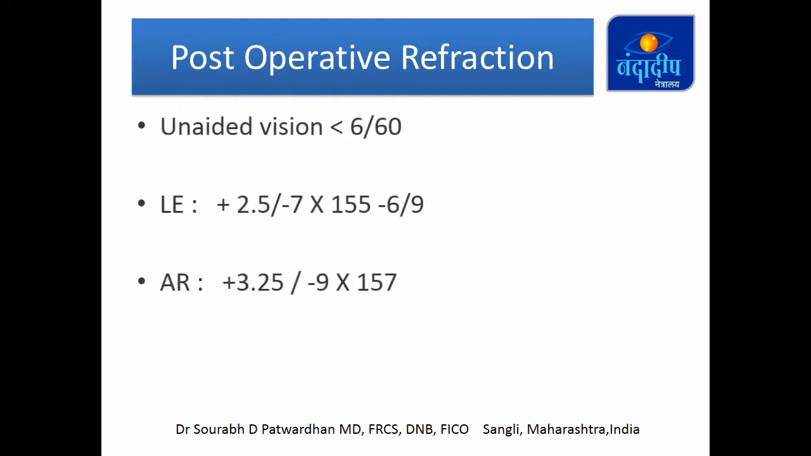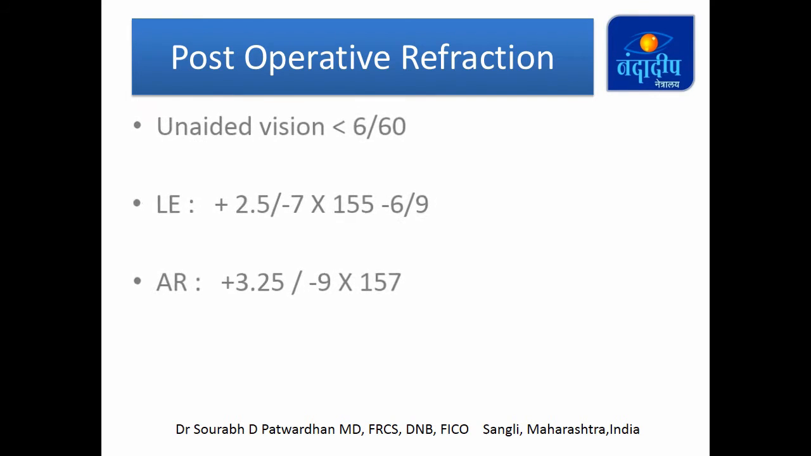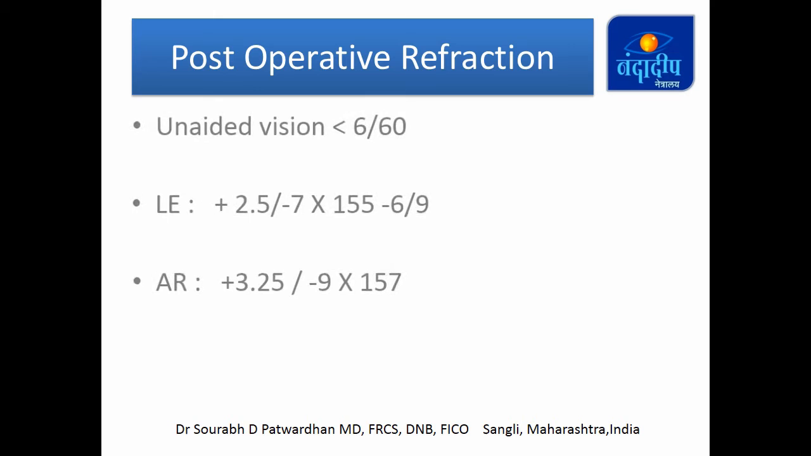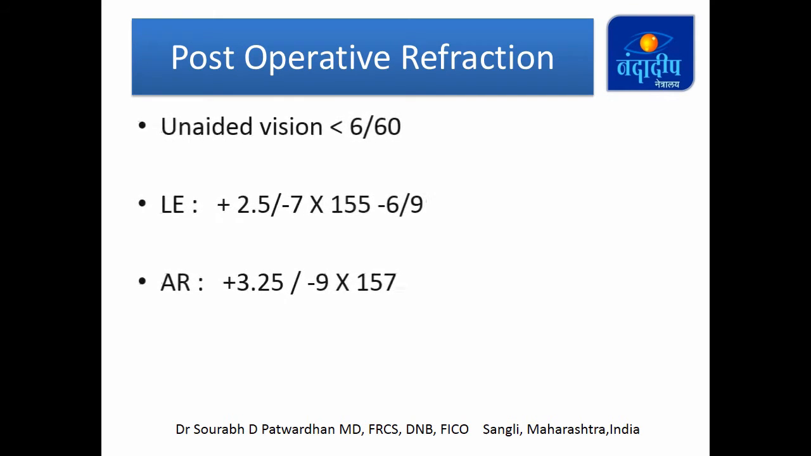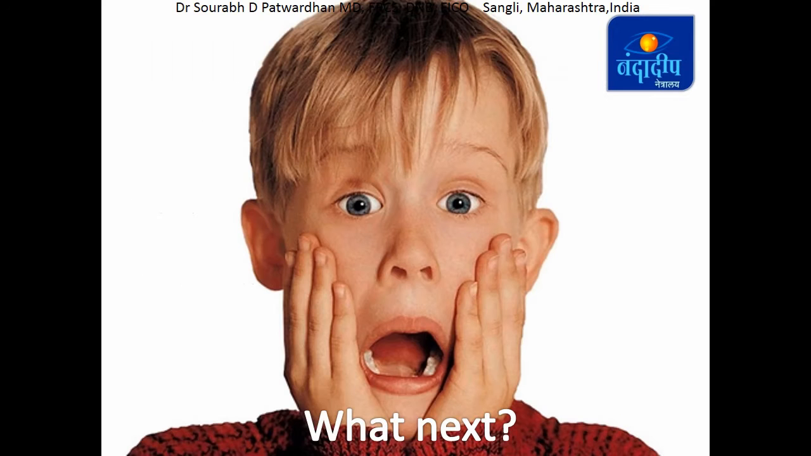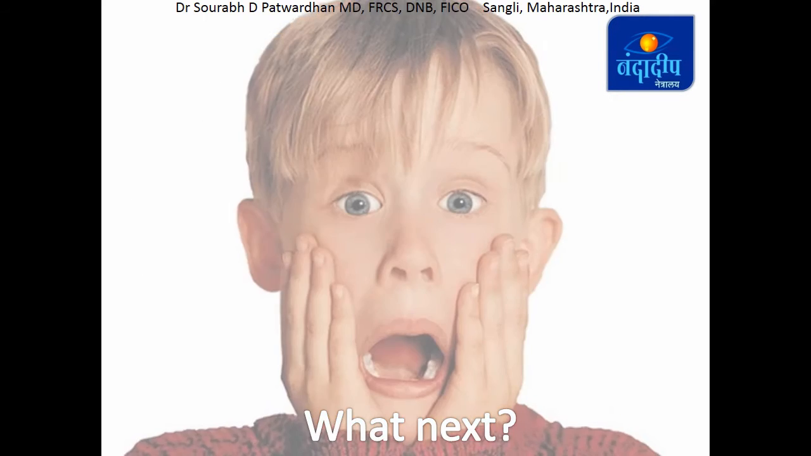She came 1 week post-operatively. Her unaided vision was less than 6/60 and she said she was expecting this after the surgery, but we were not very happy. I went ahead with refraction, and refraction showed that she was accepting almost 7 diopter cylinder with vision improving to 6/9, while the objective refraction showed almost 9 diopter cylinder at 157 degrees. So what happened? What should I do next?